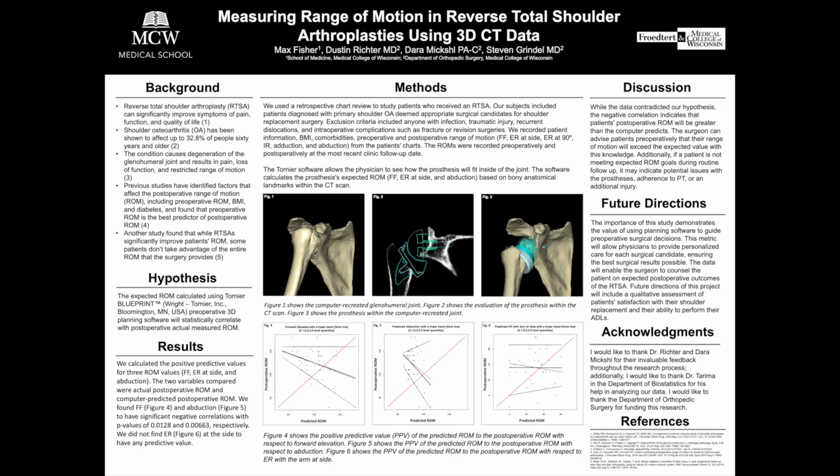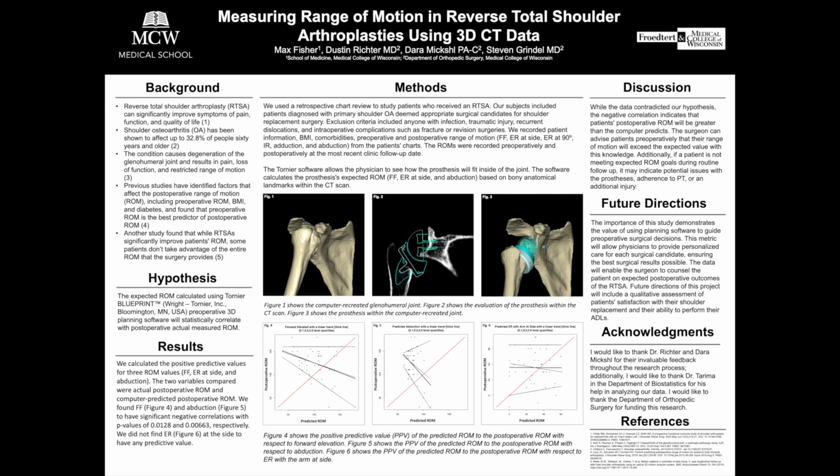To provide a little bit of background, reverse total shoulder arthroplasties have the ability to significantly improve the quality of life of those suffering from primary osteoarthritis of the glenohumeral joint. These patients often have severe pain and very reduced ranges of motion in their shoulder, and therefore can't perform their daily activities as they would like to. However, we don't know postoperatively if all patients are able to take full advantage of the ranges of motion provided by their new shoulder replacement.